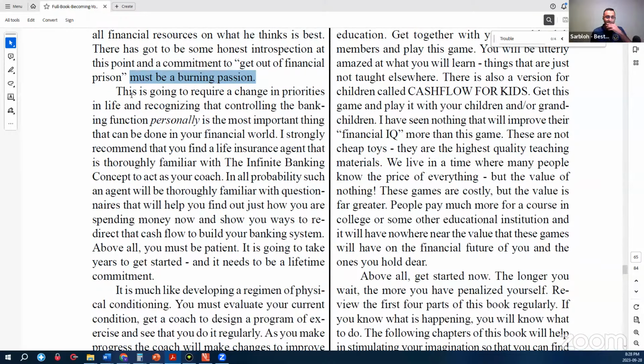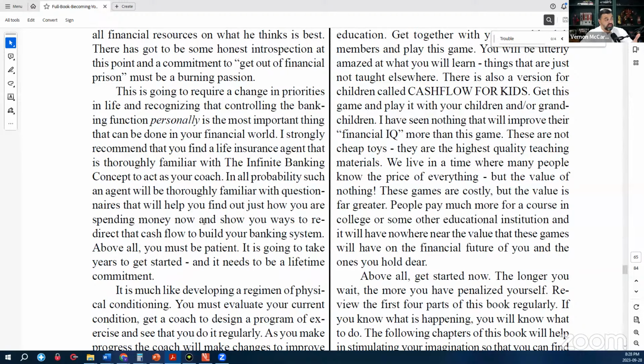Yeah, absolutely. Yeah, so this is going to require a change in priorities. Man, this is so good in your life, and recognizing that controlling the banking function personally is the most important thing that can be done in your financial world. I strongly recommend that you find a life insurance agent that is thoroughly familiar with the infinite banking concept to act as your coach. In all probability, such an agent will be thoroughly familiar with a questionnaire that will help you find out just how you are spending your money.